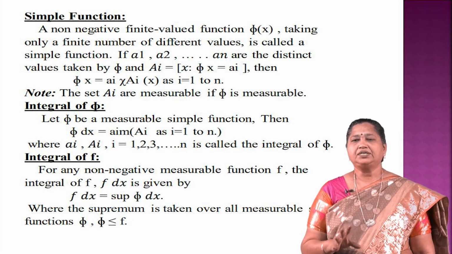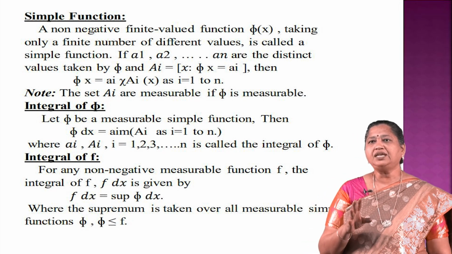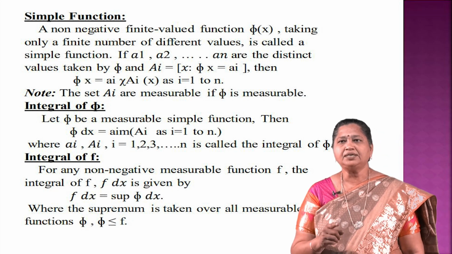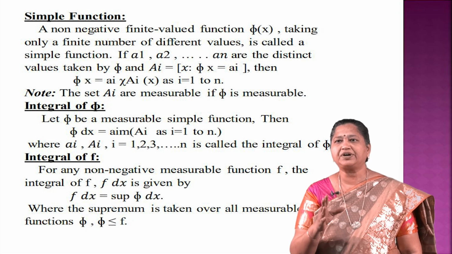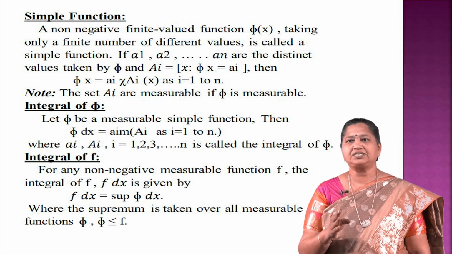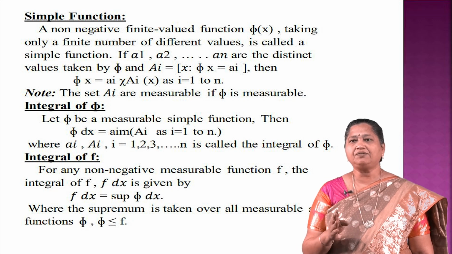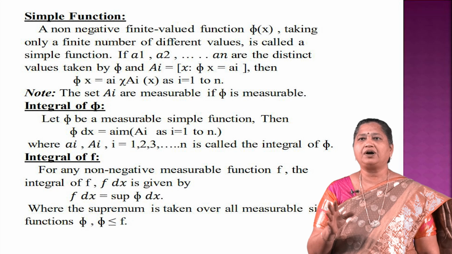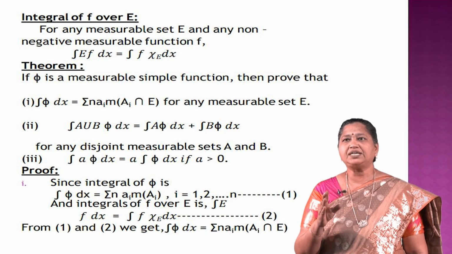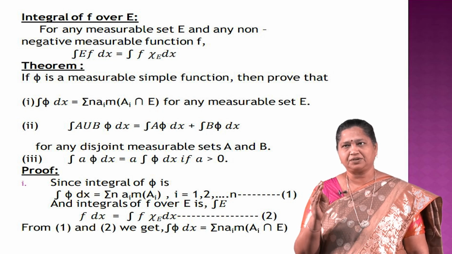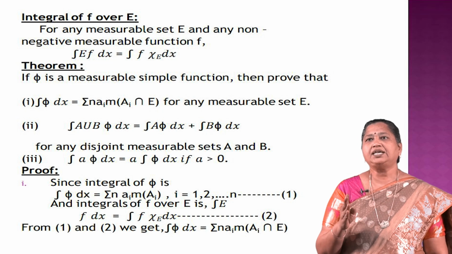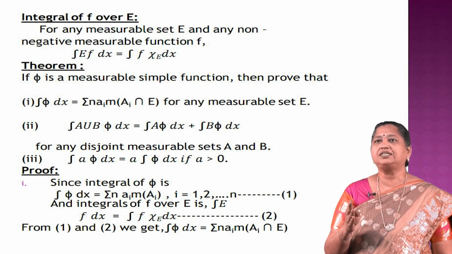Next, integral of f. It is one of the definitions. For any non-negative measurable function f, the integral of f dx is given by the supremum of the integral of phi dx, where the supremum is taken over all measurable simple functions phi such that phi is less than or equal to f. Both phi and f are functions. The next is the integral of f over E. For any measurable set E and any non-negative measurable function f, the integration of f over E dx is equal to the integration of f times psi suffix E dx.